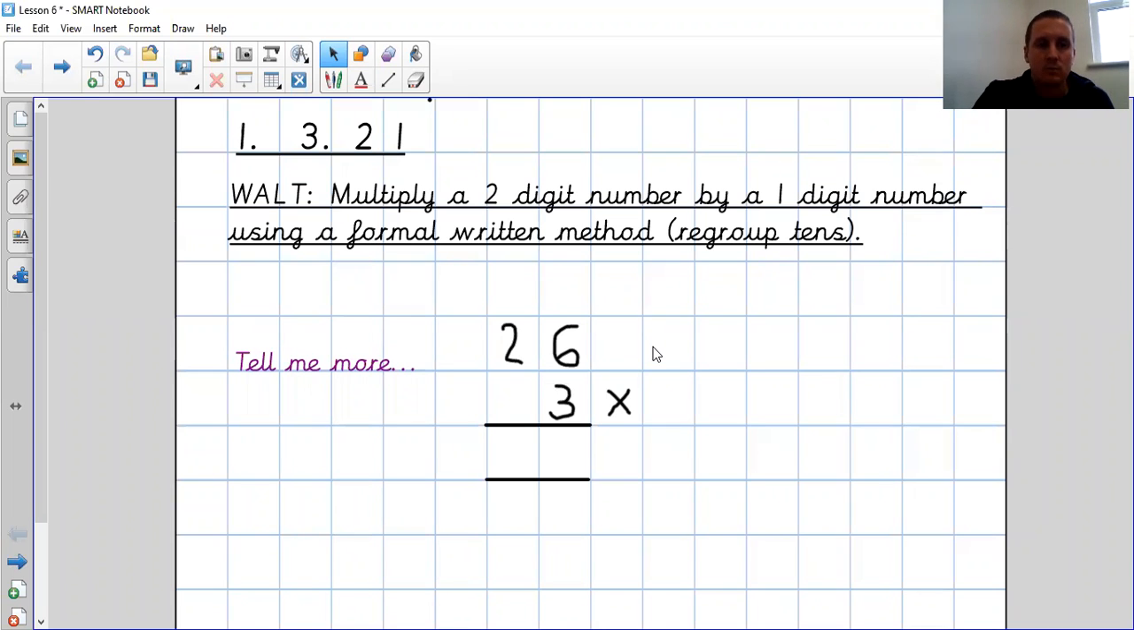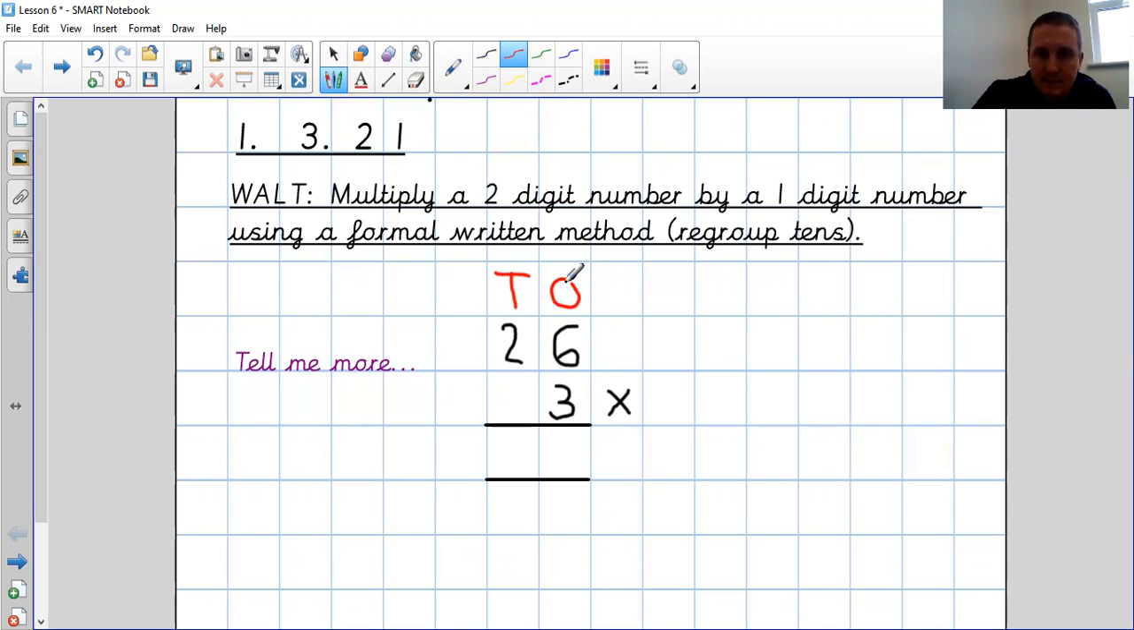Okay, cool. So date and Walt are in your book. Let's have a look at this. Maybe somebody can talk me through what I need to do first. What I'm going to suggest is always, it's a really good habit, start with your ones column. And in fact, I'm going to help myself out today. I like to label my columns so that I don't get mixed up. So I've got my tens and my ones. I'm going to start off by doing my first calculation.